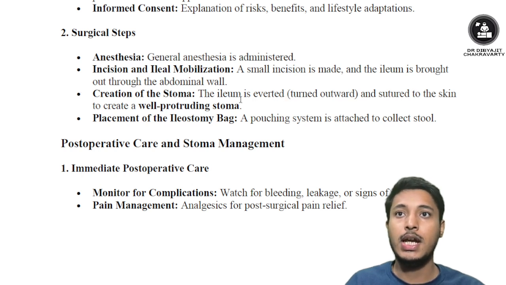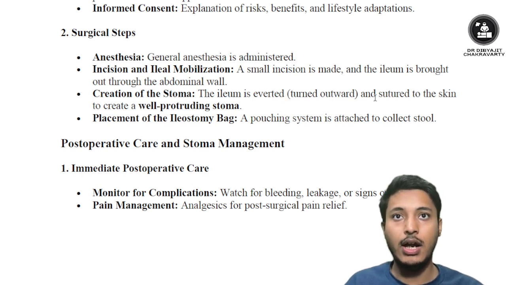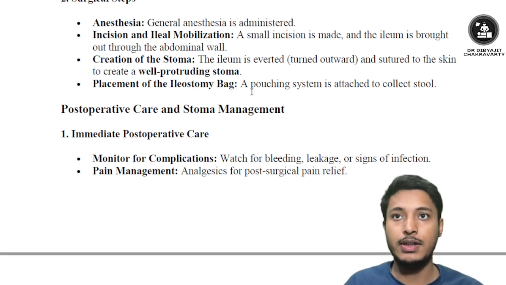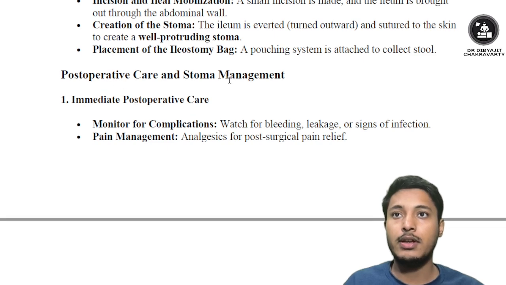Creation of the stoma: the ileum is everted, that is turned outward, and sutured into the skin as well as into the fascia to create a well protruding stoma. Placement of the ileostomy bag: a pouching system is attached to collect the stool that is coming out from the ileostomy.